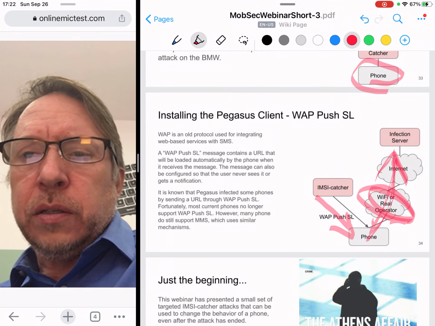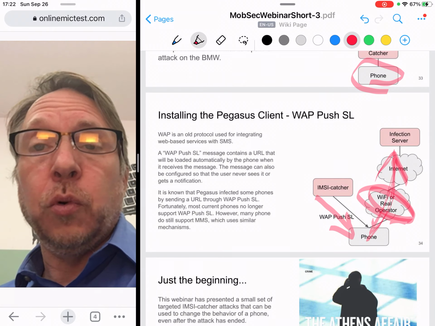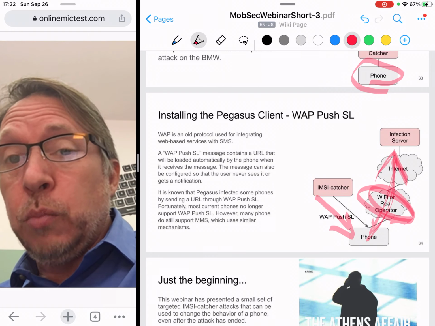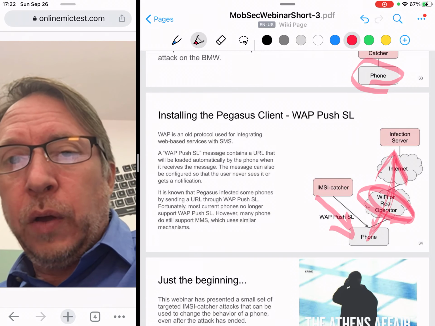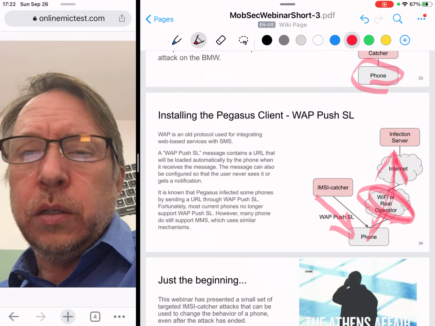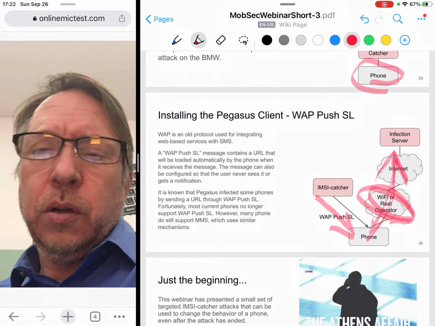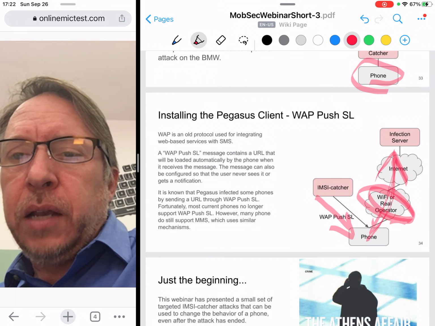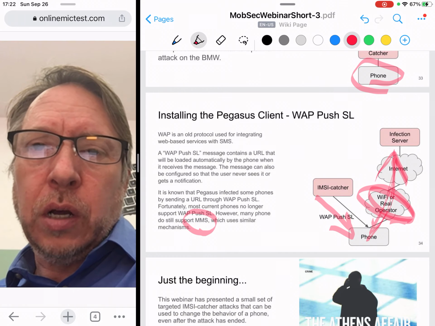Quick, why do you need an Mzcatcher to do this? The reason you need an Mzcatcher to do this is because most mobile operators block these messages for a good reason. Again, if you have an Mzcatcher, you can do whatever you want. It's also untraceable if you use an Mzcatcher. But again, the good news, most phones don't support this anymore. The bad news is that most phones do support MMS, which uses similar mechanisms. Now, I'm not aware of any exploit of MMS for doing this, but it wouldn't surprise me too much if somebody came up with one.